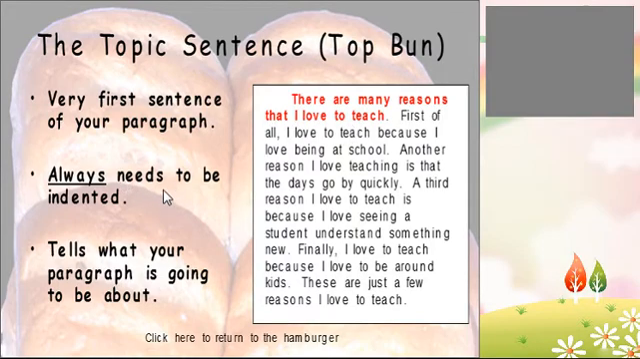It always needs to be indented. Indented means we have to leave a space, two or three squares, before starting the first sentence. Tip number 3: it tells what your paragraph is going to be about. So the topic sentence, which is the top bun, should be the first sentence, and it should be indented, keeping some space before starting the first line.